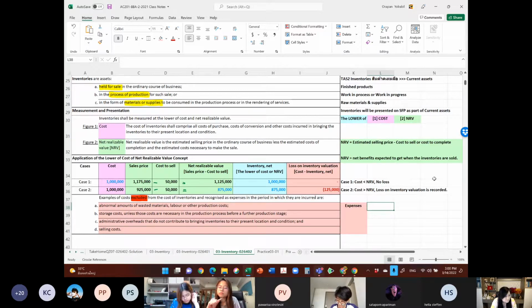Could you explain again about the difference between net realizable value and inventory net?